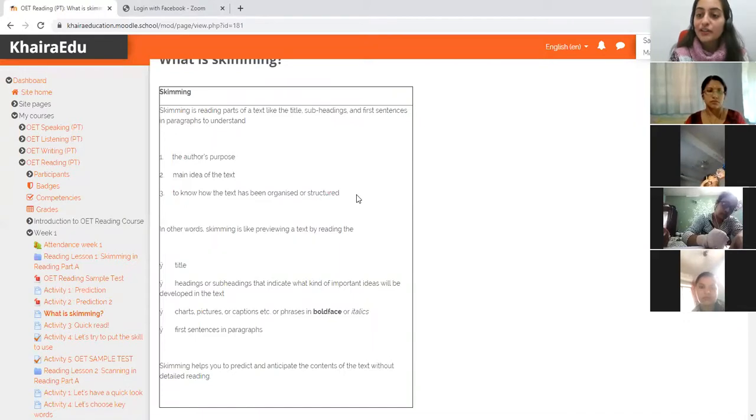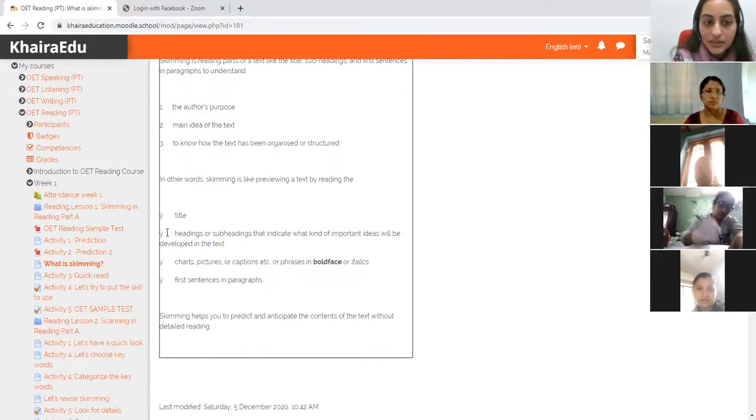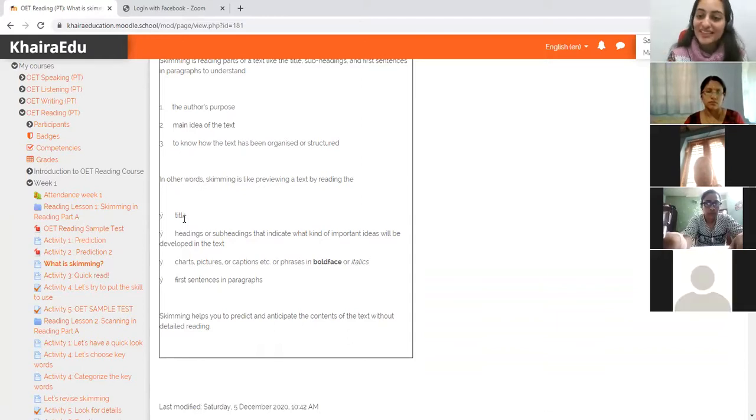So you could see there are four texts. That is how it was structured, and you could see that just by the headings. So why are headings important? Because they help you understand what kind of text will be there. You don't have to read in depth; only from reading the headings you will understand what this text contains. So skimming is like previewing a text by reading the title.